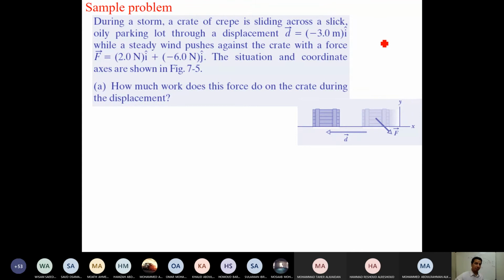And since you guys are seeing it is negative, you can also see that initially, let's say assume that the parking lot was a little bit inclined and the crate was itself coming down, but now the wind is coming on the opposite side. All it is doing is slowing down the crate. The crate is still going, but the wind is from the opposite side, therefore it would go with a little bit slower speed.